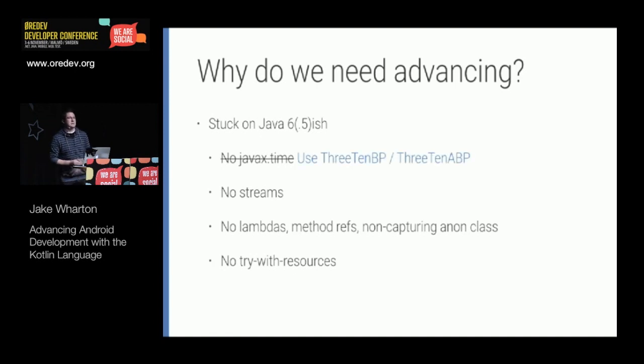So for Java X-Time, the guy that wrote the majority of the code for Java 8 for the JDK actually backported the library to Java 6. And so you can use that, you can bundle that in your app. For streams, there's also a backport that takes it back to Java 6, or a popular Java library, RxJava, basically implements the same concept in a slightly different and arguably more powerful way.